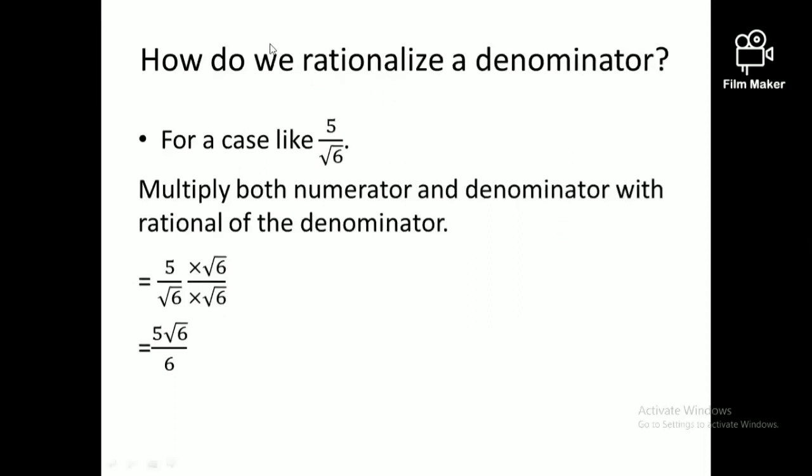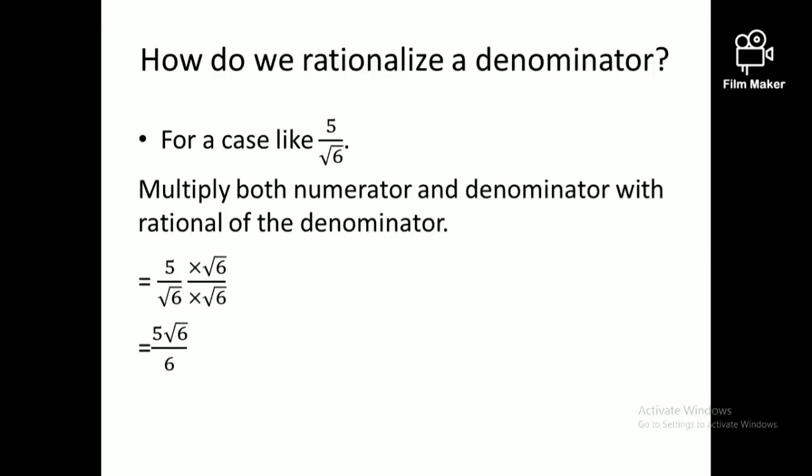Now let's see how to rationalize the denominator. Initially, we'll start with an easier fraction with a single square root in the denominator. Let's see how to do the rationalizing. The simple concept of rationalizing the denominator is to multiply the numerator and denominator by the same surd that is in the denominator. That means here the surd is root 6. I'll multiply both numerator and denominator by root 6.